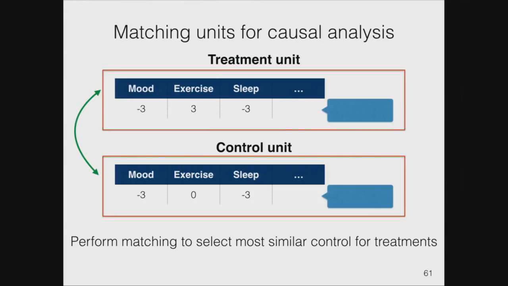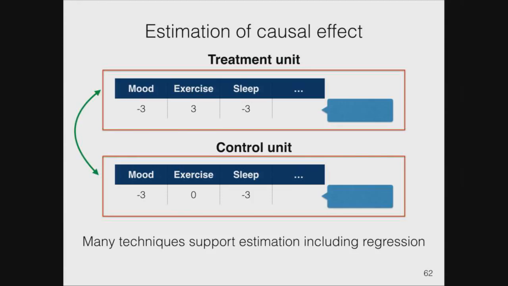So the standard tools for causal analysis might be that you first perform matching for all treatment units. In this case, we can say that treatment are those that exercised. We want to find control units that are most similar to the treatment units. We can get similarity from a whole bunch of different techniques, including Euclidean distance and nearest neighbor matching. Then there are a lot of different techniques that support causal estimation, including looking at the average difference between the control and treatment group, and regression. There are a lot of sophisticated techniques beyond this, but regression is one of the simplest ones.